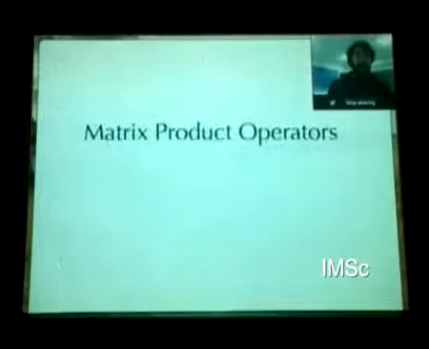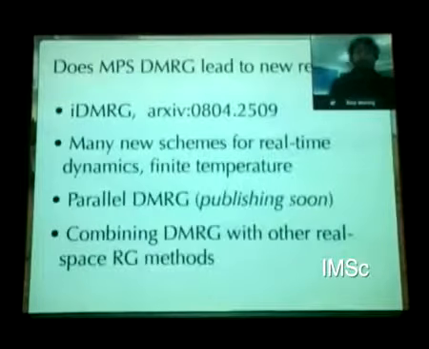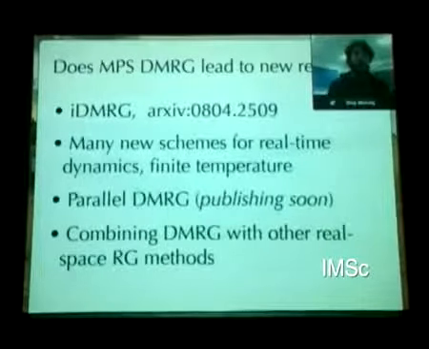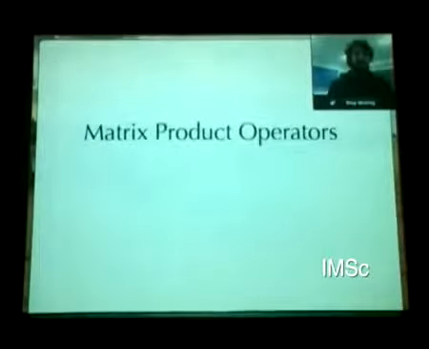Also, matrix product states have led to a lot of nice schemes for doing real-time dynamics and finite temperature. Steve and I have been working on a way to parallelize DMRG in real space, and we're going to be publishing that soon. That heavily uses matrix product states. And then also, you can combine DMRG with real space RG methods. So these are just some of the qualitative things you can get.